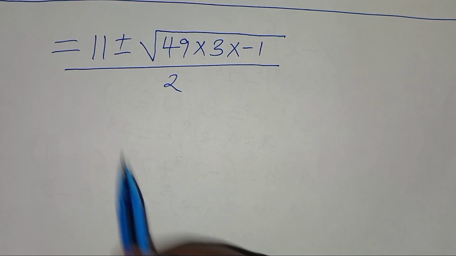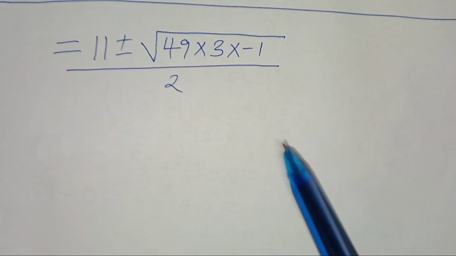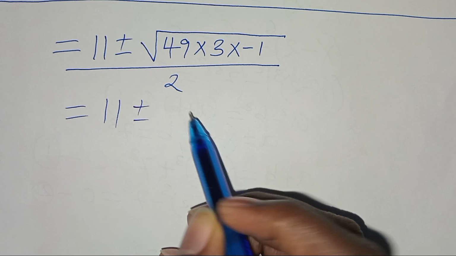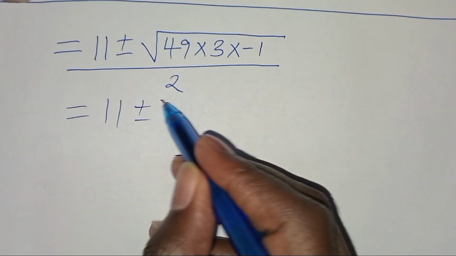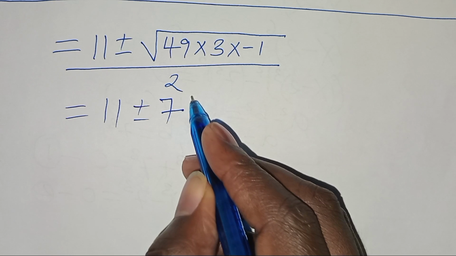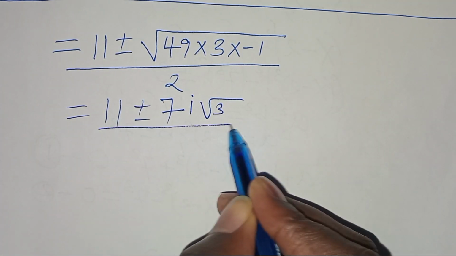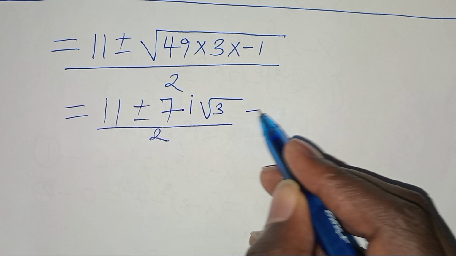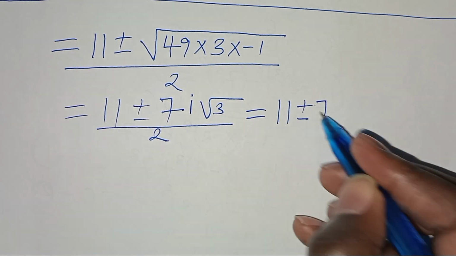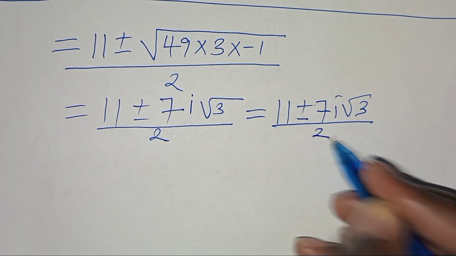So now here we have 11 plus or minus the square root of 49 times 3 times negative 1 divided by 2. So we'll have 11 plus or minus the square root of 49, this is actually equal to 7. And then square root of negative 1, this is i. Okay. And then square root of 3. All this divided by 2. So here we'll have 11 plus or minus 7i square root of 3. All this divided by 2.